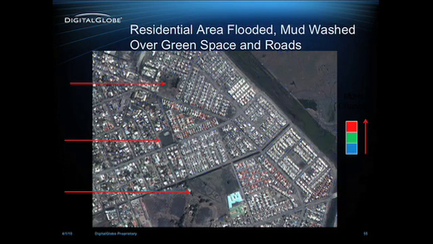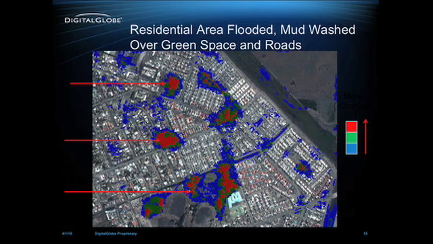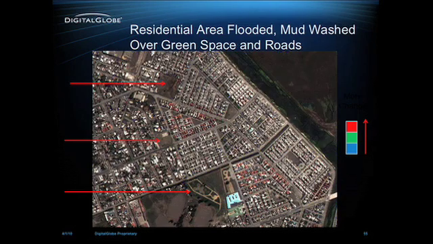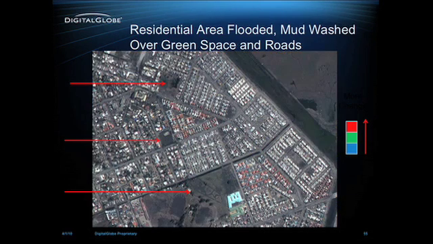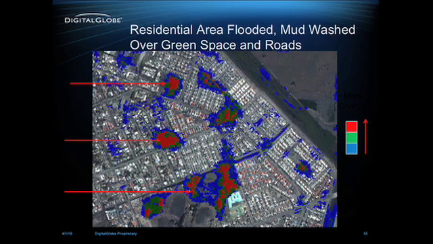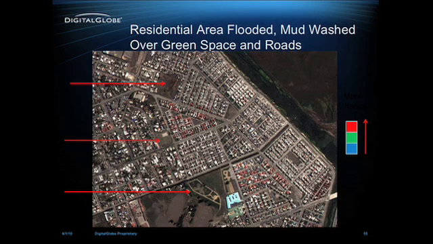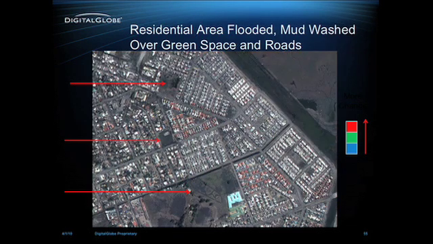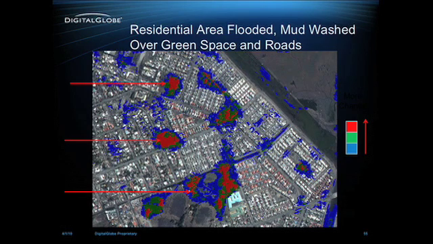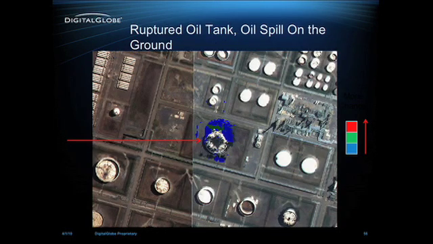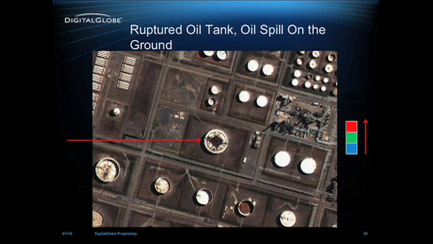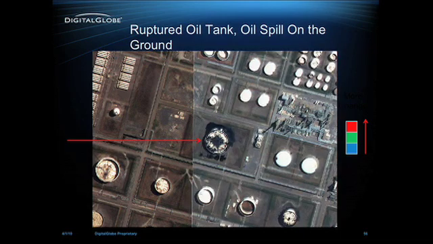Another example of an application is change detection. So here we're flipping through a before and an after image of Concepcion and automatically identifying the areas, in this particular case, where you've had mud washing over the green space and roads. Here's another example of an oil spill, or rather an oil tank that's spilled. You can see the before and after image, just watch as it sequences through. That's before, that's after, and then this is the automatic identification of changes.